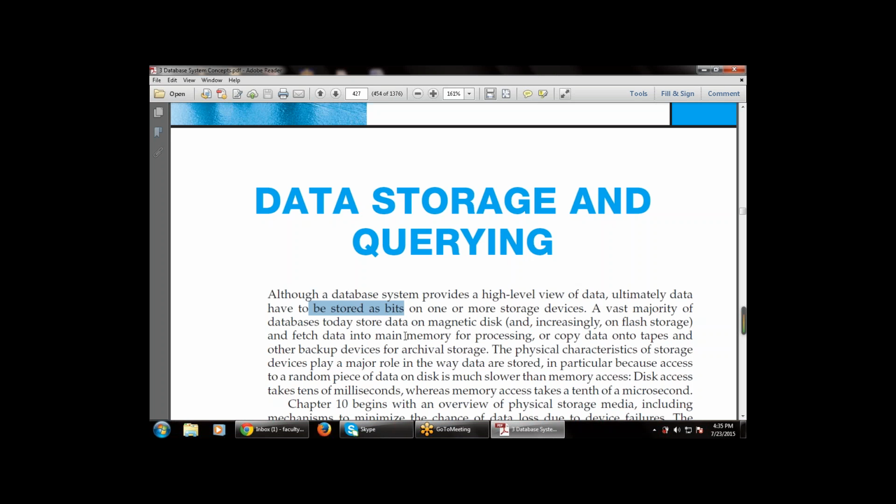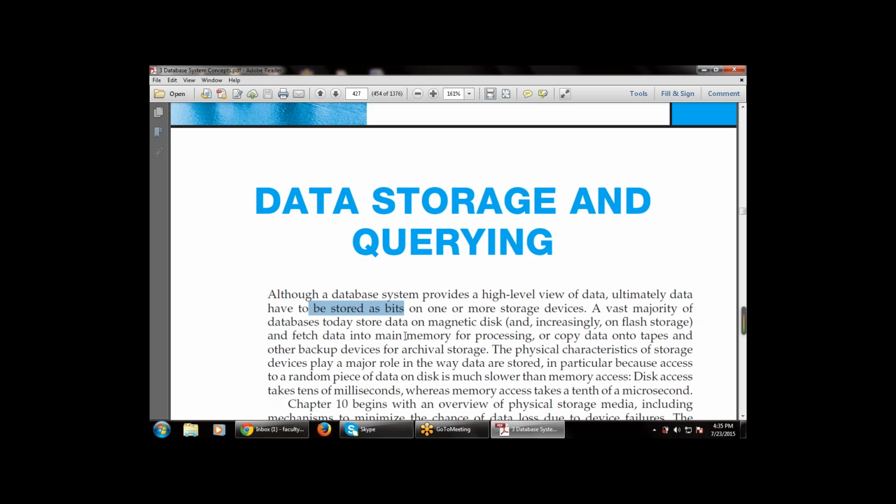So the databases can store the data on the magnetic disk or on the flash drive, and fetch the data into memory for processing, copying the data onto tape and other backup devices for archival storage. That is how to archive the storage and how to fetch the data.